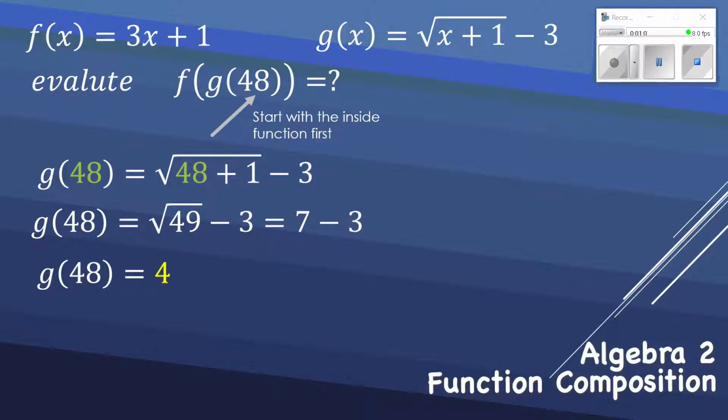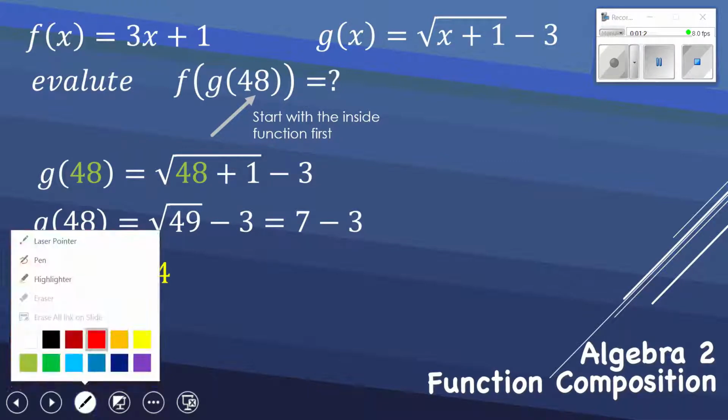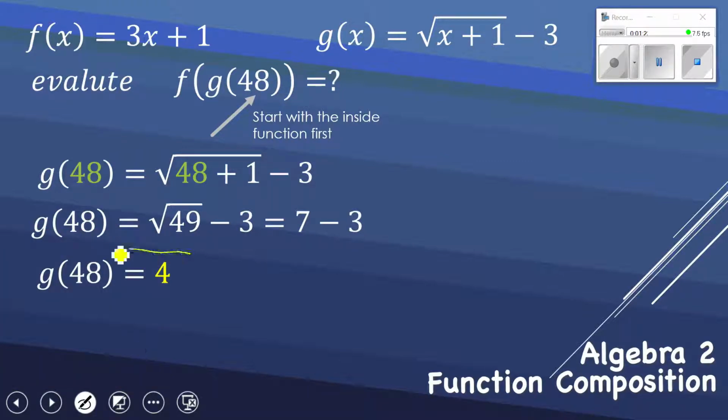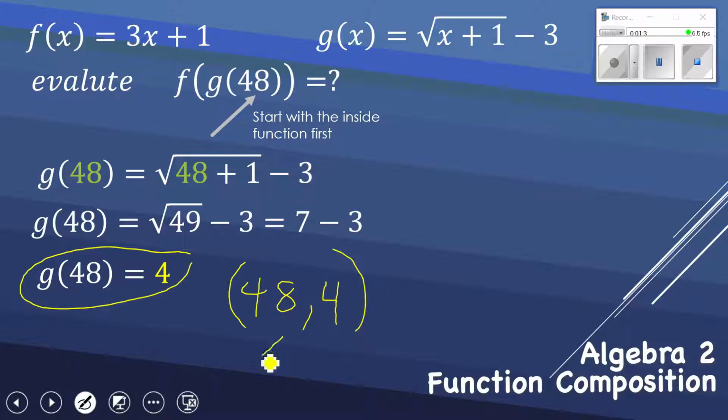That's the first part. Once we have the inside part done, we take that output 4. So notice we started with an input of 48, ended up with an output of 4, and this becomes g of 48 equals 4. And one important point to make here is this is an ordered pair. So as we go forward, I want you to think about function notation as useful, and the fact that we're given an ordered pair by just looking at the expression.